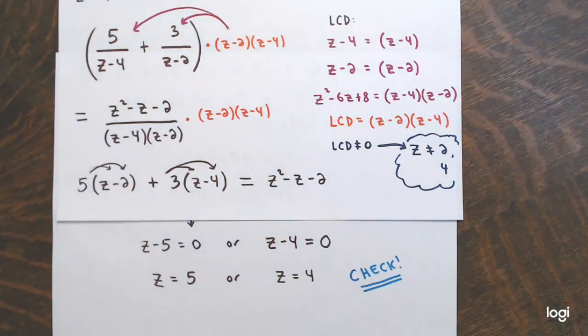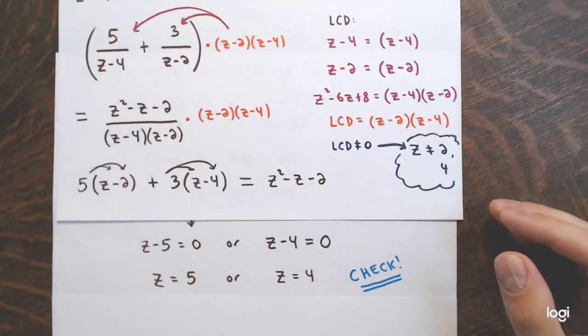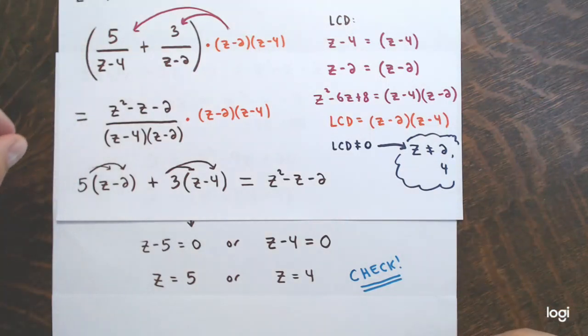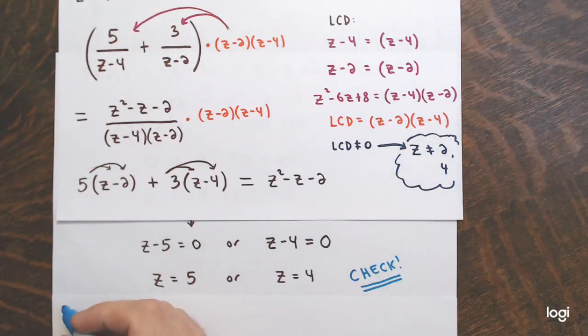So you're going to see in a second that this is no good. And they give a special name to that. It's called an extraneous solution: a solution that you find that doesn't actually work in the original equation. Alright, so let's do this on the next page.